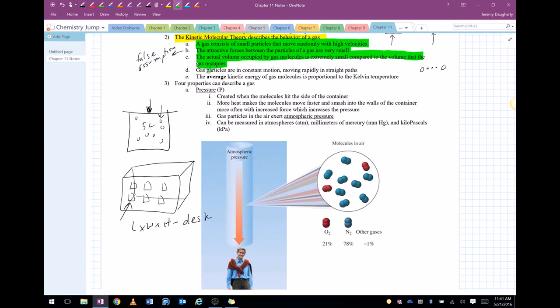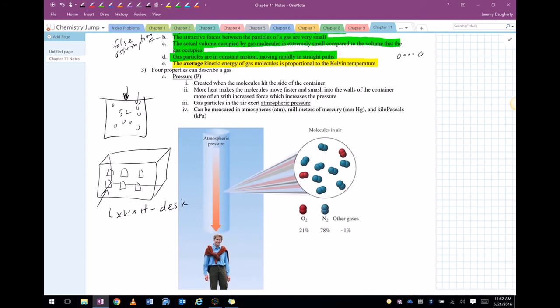We say the gas particles are in constant motion, constantly moving in straight lines, and the big important one: the average kinetic energy of gas molecules is proportional to the Kelvin temperature. So the temperature in Kelvin is proportional to the average kinetic energy. Very important. As you increase temperature, you increase the kinetic energy.